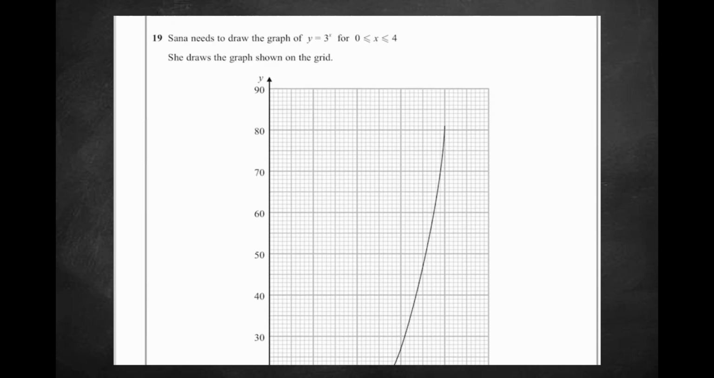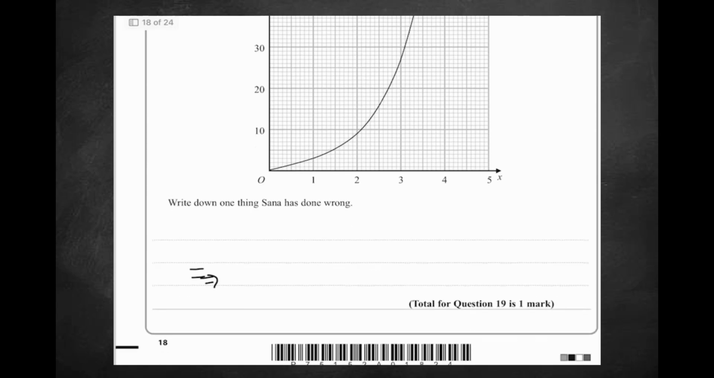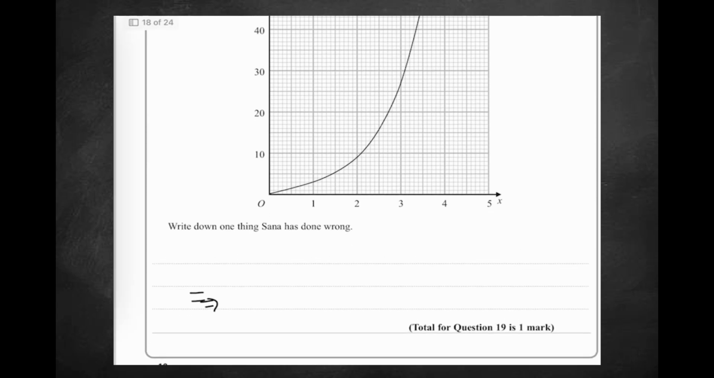Question 19. Sana needs to draw a graph of y equals 3 to the x for 0 less than or equal to x and x less than or equal to 4. She draws the graph shown on the grid. Write down one thing Sana has done wrong.